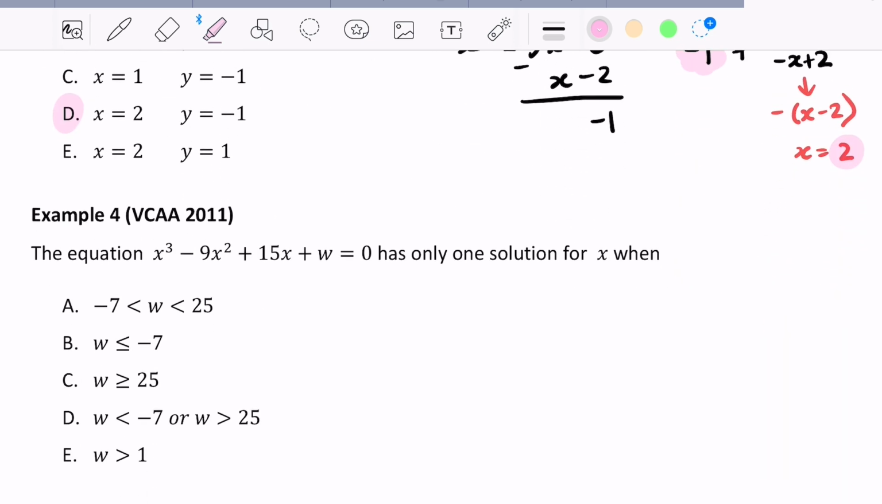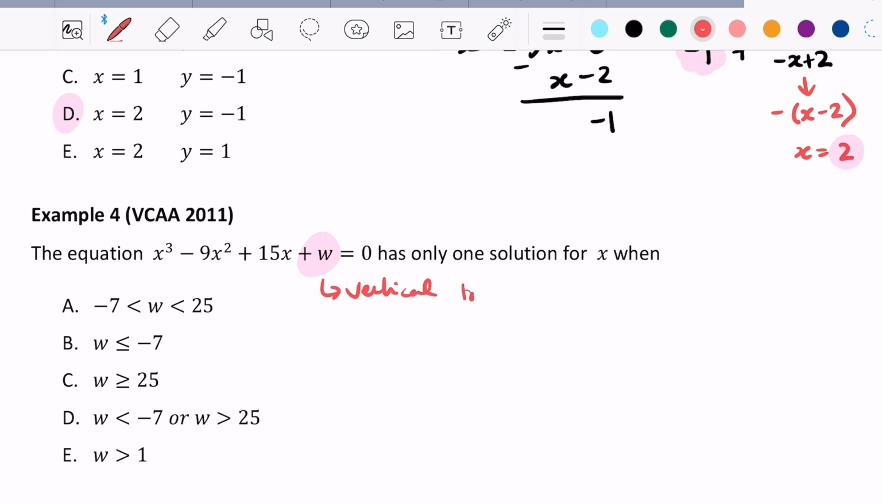Example 4: this particular equation has only one solution for x when w is a particular value. We have already seen this question in worksheet 1, so hopefully you remember it from there. But if not, we want to think about what w does. W is a vertical translation.